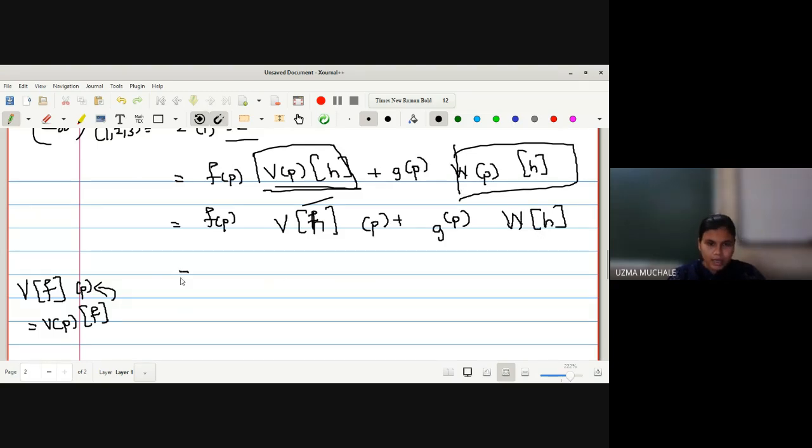Correct? Now I can take P common because P is an arbitrary point, so we can take it out and write it as f as it is, directional derivative of function h in the direction of vector field v, evaluated at a point P, plus g as it is, directional derivative of function h in the direction of vector field w, evaluated at a point P.